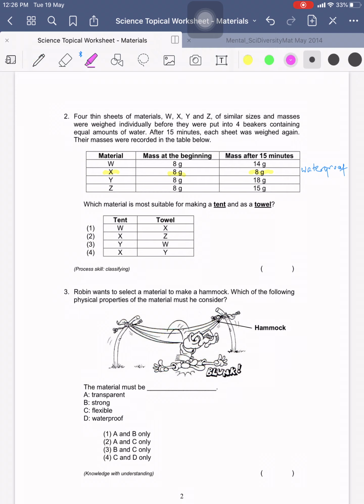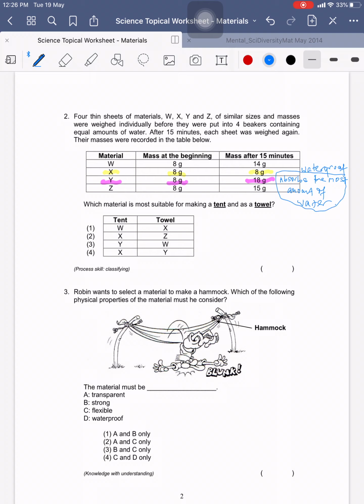Now Y actually started as 8 gram and it increased to 18 gram. Compared to W and Z, material Y actually absorbed the most water. So I can say that it absorbs the most amount of water. Okay, this is for Y.